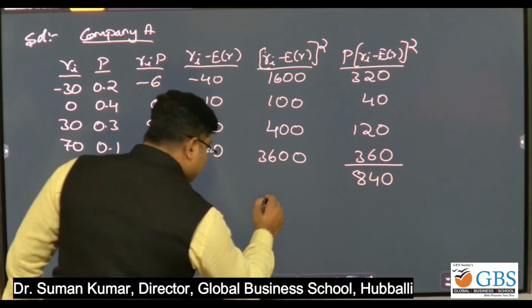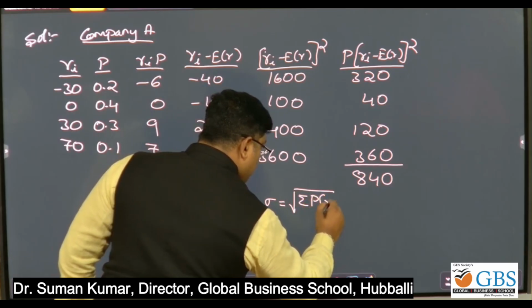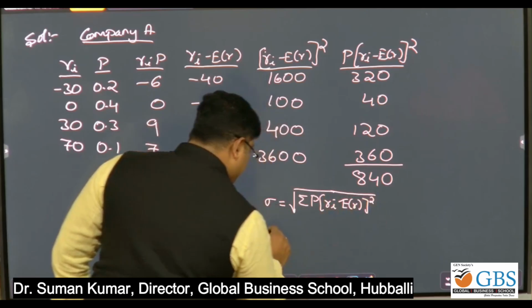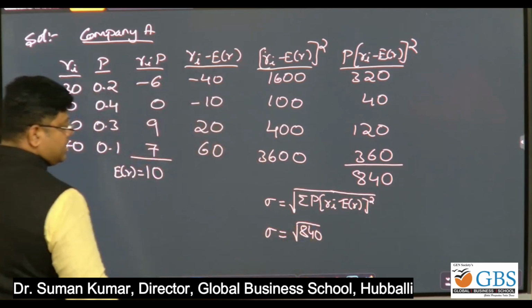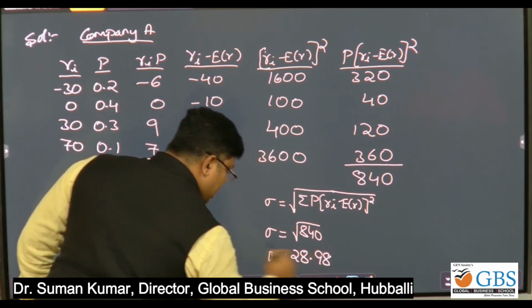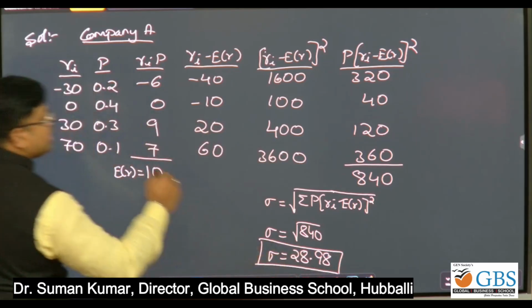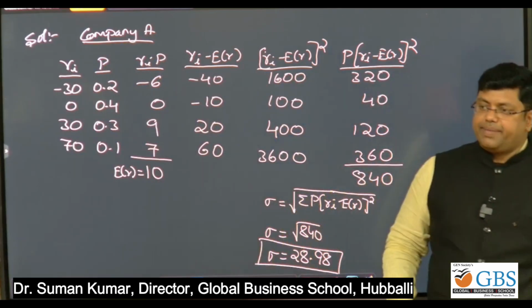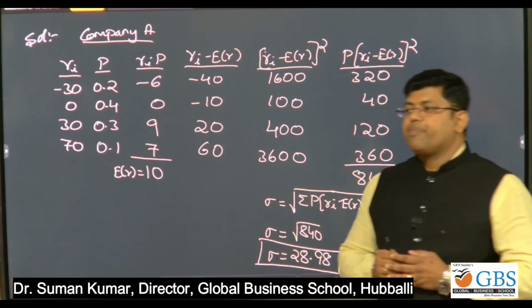and we know the formula of standard deviation: square root of summation P into Ri minus E of R whole square. That is, standard deviation is equal to root of 840, hence 28 point. Like this you need to find out E of R and standard deviation for B, C, D similarly, and compare. By seeing the risk and return, you can compare and suggest which company is good.